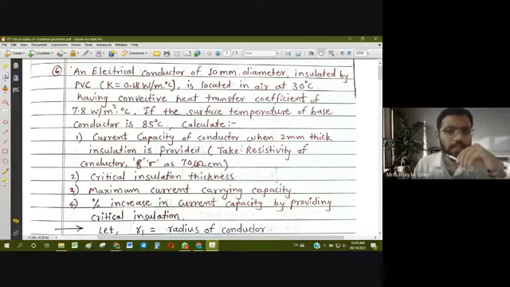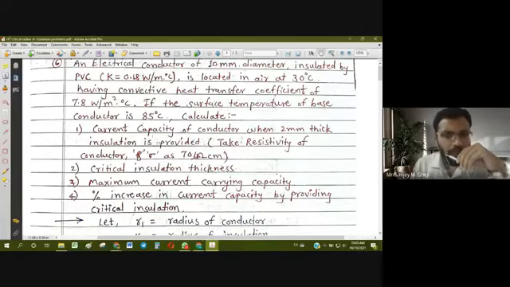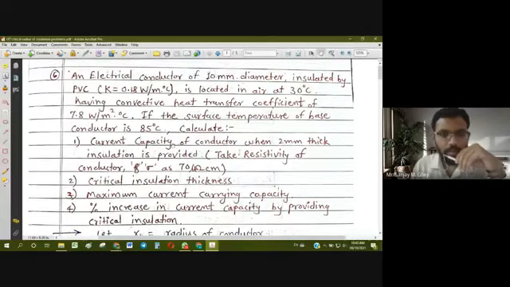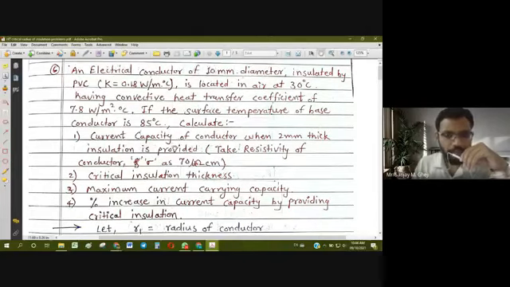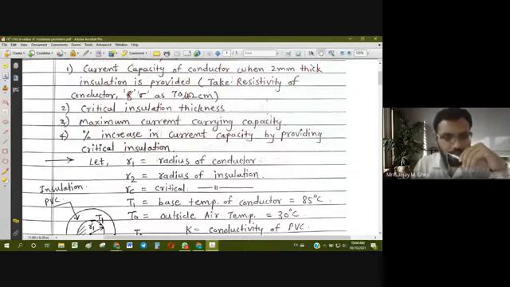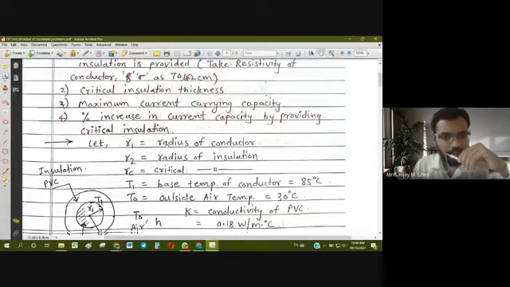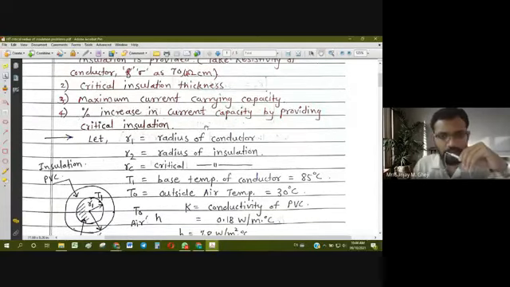So the insulation diameter will be 10 plus 2 plus 2, that is 14. To find the current carrying capacity, first we have to find the amount of heat lost. Then, relating that heat loss to the electrical power, we can find the current I. Second is the critical insulation thickness, where we have to find the critical radius. Third is the maximum current carrying capacity, which will depend on the critical radius. And lastly, the percentage increase in capacity.